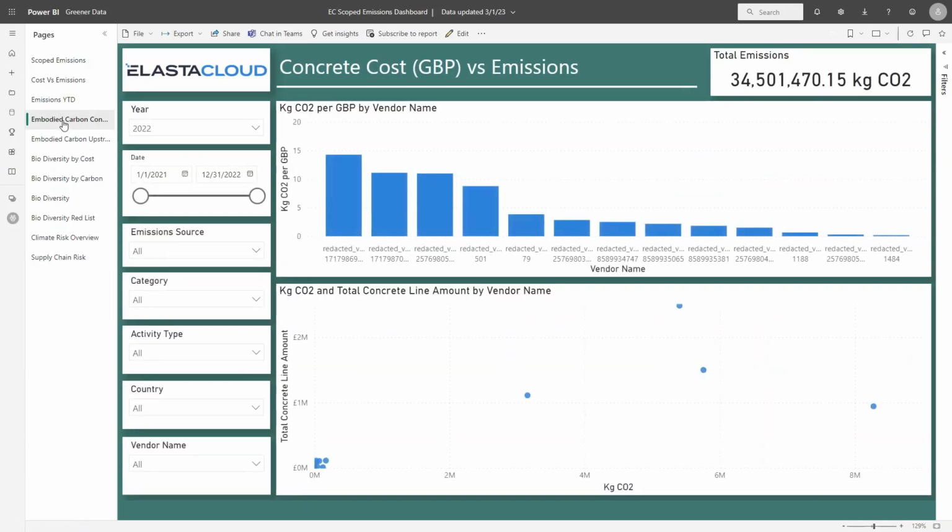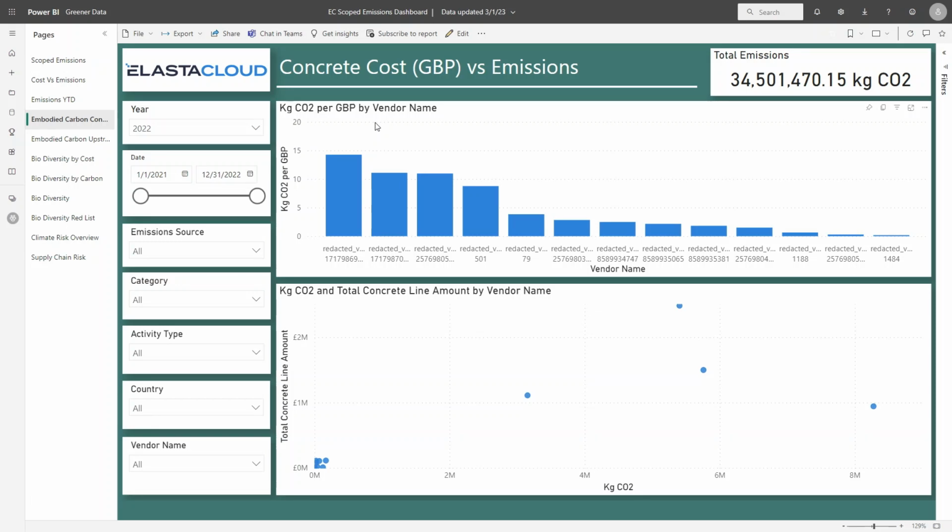This page is focused on embodied carbon emissions coming from concrete. The purpose of this page is to offer a tool for concrete procurement to determine the value of the carbon emitted by a vendor based on cost data. This top visual displays the equivalent kilos of CO2 emitted per pound spent for each of the vendors.